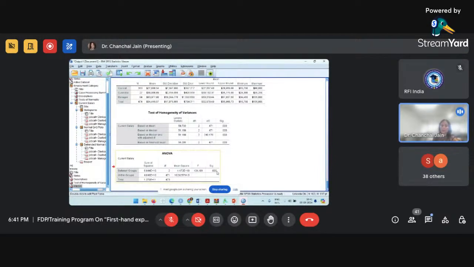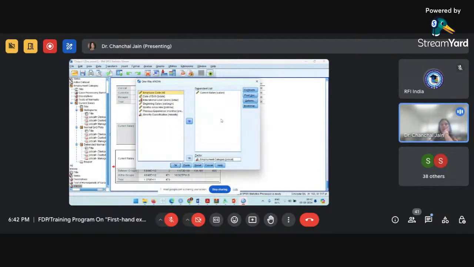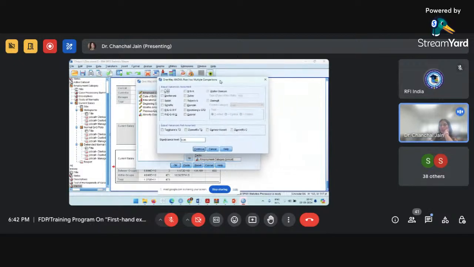Now, how to do the multiple comparison? Again, you need to go to Analyze, Compare Means, and One-Way ANOVA. I hope everyone has located it. Now you can see everything is set. You do not need to transfer your variables; rather, you need to click on the Post Hoc button. Once you click, you will see one more dialog box like this.